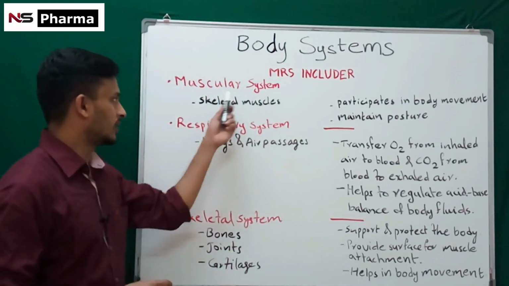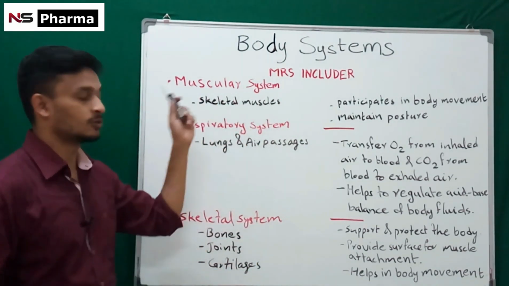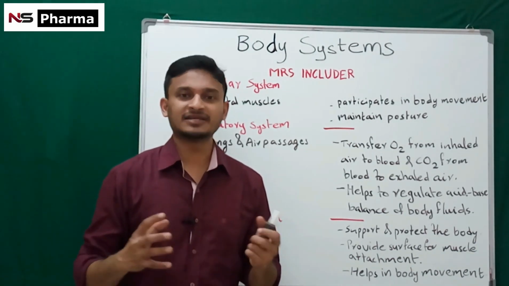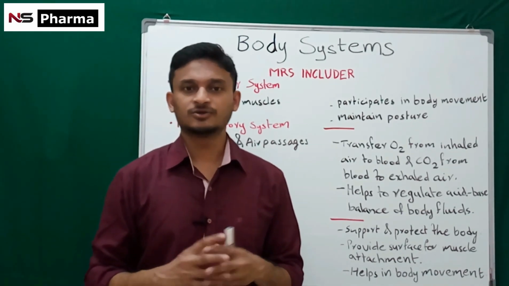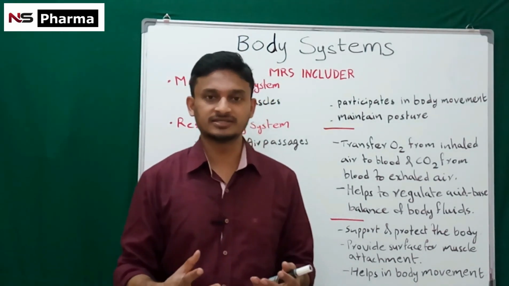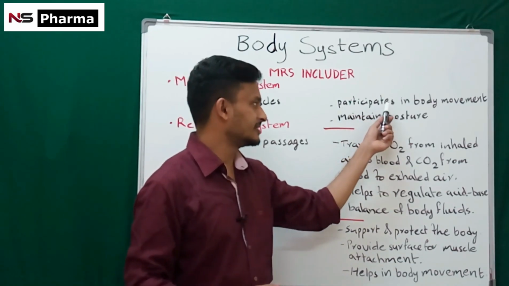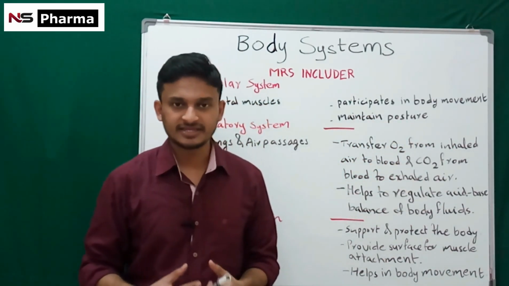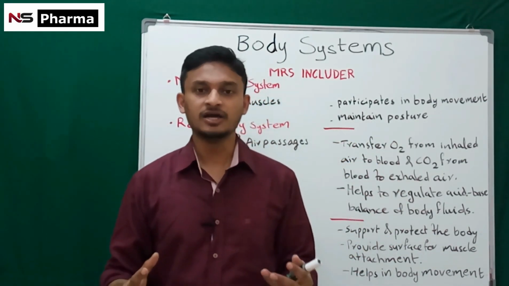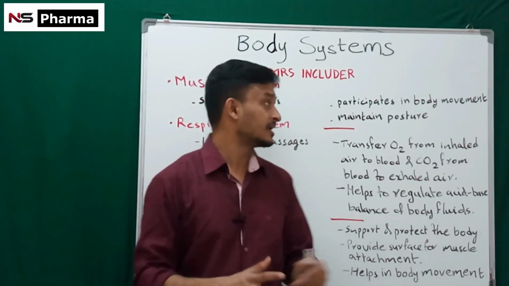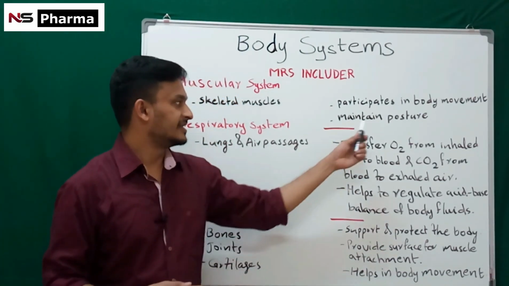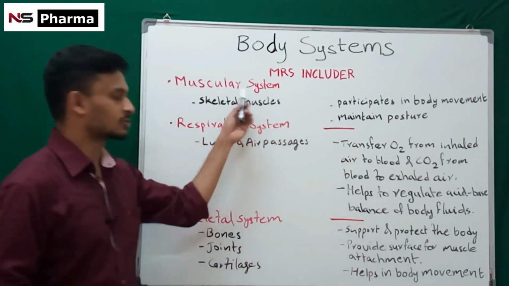The first one is the muscular system. The M represents the muscular system. It includes mainly skeletal muscles. These are the muscles which are attached to the skeleton. What are the functions of this muscular system? It participates in body movement. Next, it will help to maintain the posture of the body. So the main functions are participating in body movement and helping to maintain posture. Okay, so this is the muscular system.